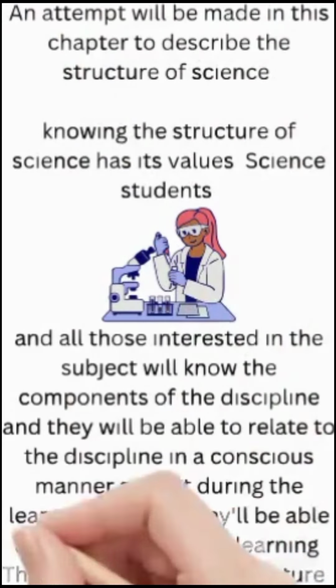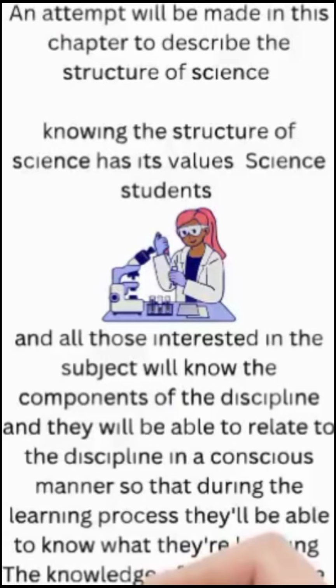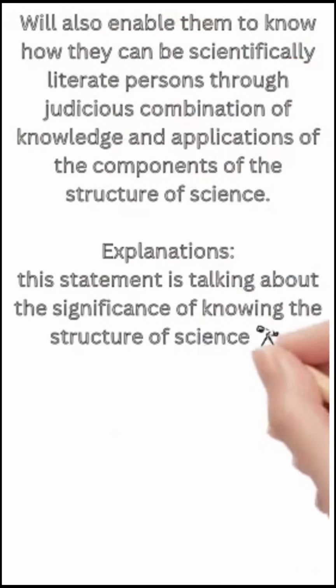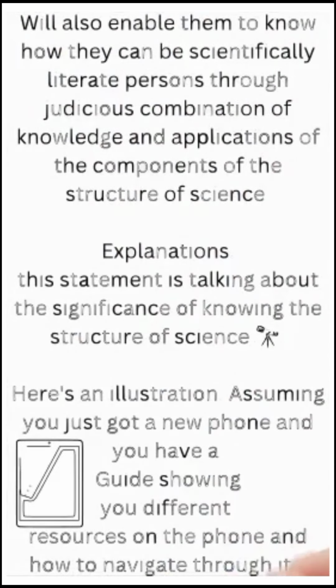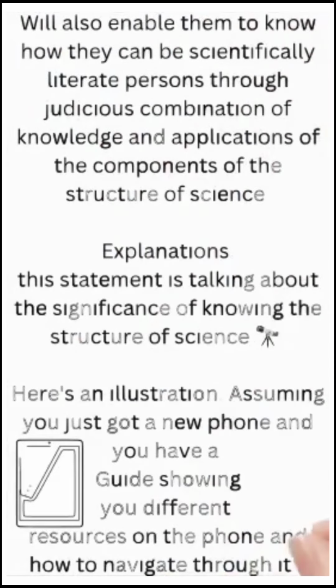Science students and all those interested in the subject will know the components of the discipline, and they will be able to relate to the discipline in a conscious manner so that during the learning process they'll be able to know what they're learning. The knowledge of the structure will also enable them to know how they can be scientifically literate persons through judicious combination of knowledge and applications of the components of the structure of science. This statement is talking about the significance of knowing the structure of science.